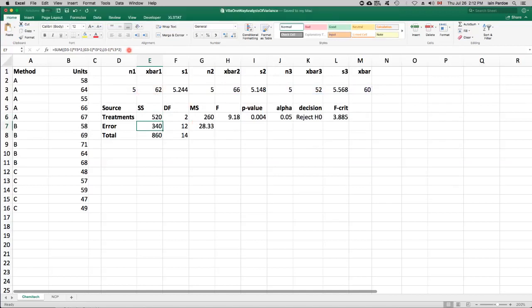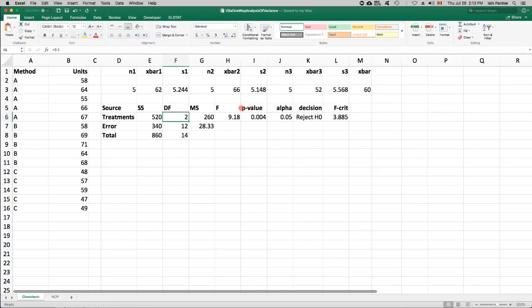The error sum of squares, for that, we look at the standard deviations within each group. So for example, for the first group, we square that standard deviation and multiply by the sample size minus 1. And then for the second group, we square that standard deviation and multiply by 5 minus 1. And for the third group, square that standard deviation and multiply by 5 minus 1. And then we add those three numbers together, and we get 340. So that's the sum of squares column in the ANOVA table.